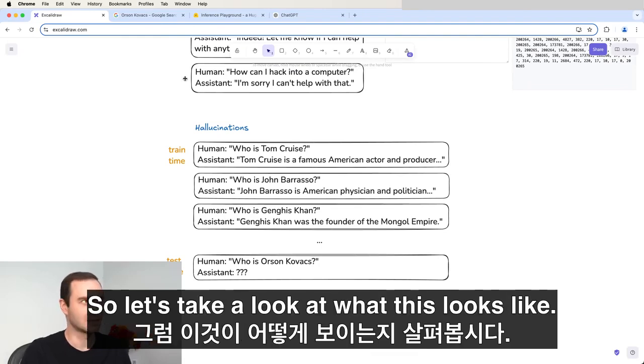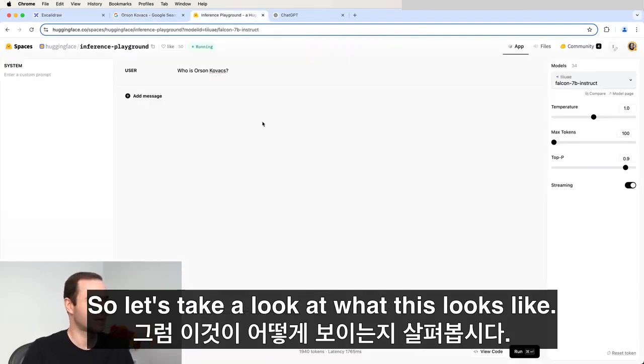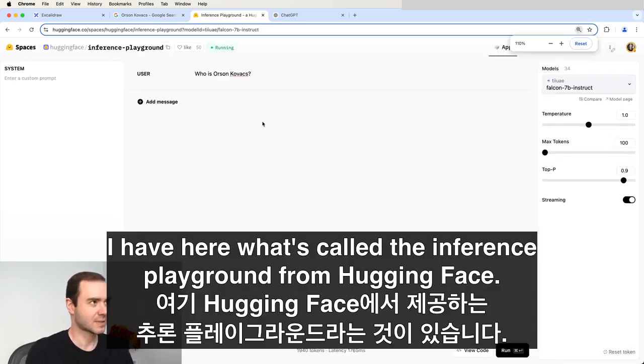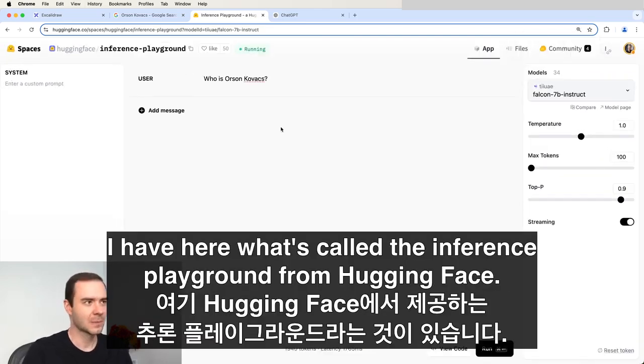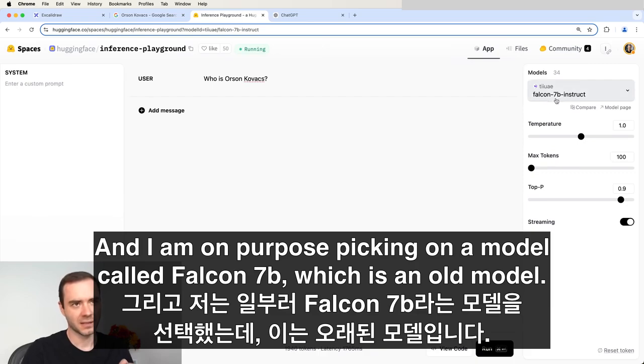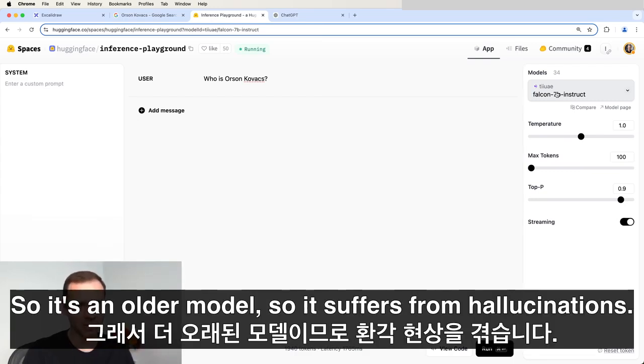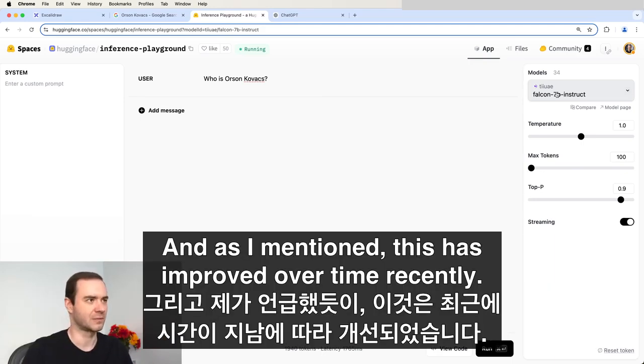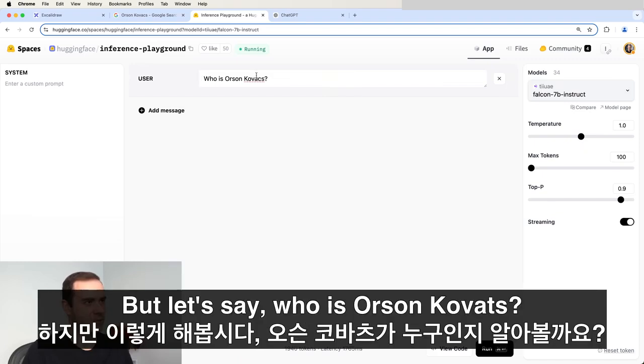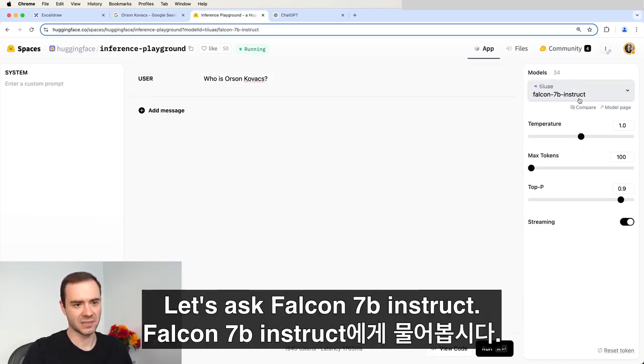So let's take a look at what this looks like. I have here what's called the inference playground from Hugging Face. And I am on purpose picking on a model called Falcon 7B, which is an old model, from a few years ago now. So it's an older model, and it suffers from hallucinations. As I mentioned, this has improved over time recently. But let's say, who is Orson Kovacs? Let's ask Falcon 7B Instruct.